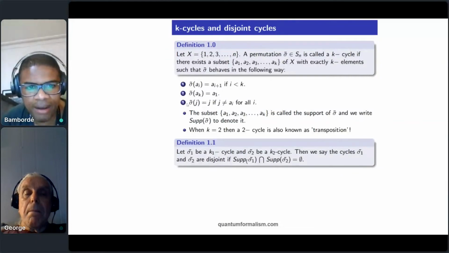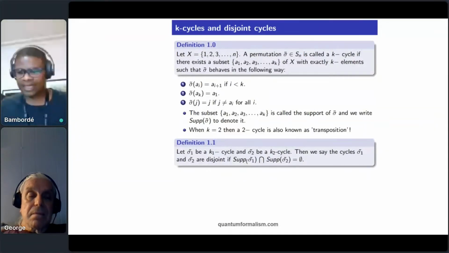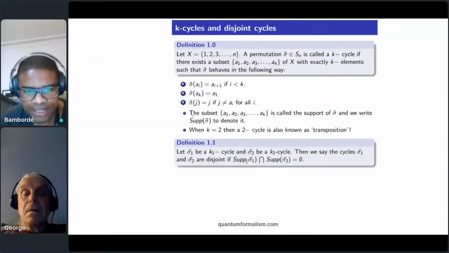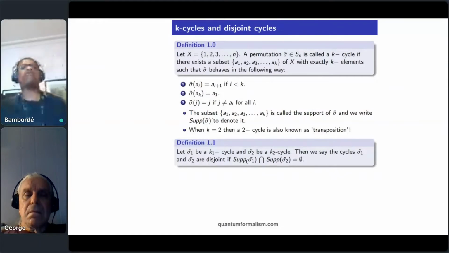So condition 3 means that it does nothing to the remaining elements of the set X. Okay, so it does nothing. It only messes about with these guys. So that's what this thing does. Now this is a naming convention. This subset is called the support of the permutation sigma tilde, and we write sup of sigma tilde to denote that. We will change the notation in a minute when we come back to the cycle notation, but for the time being, let's stick with this.